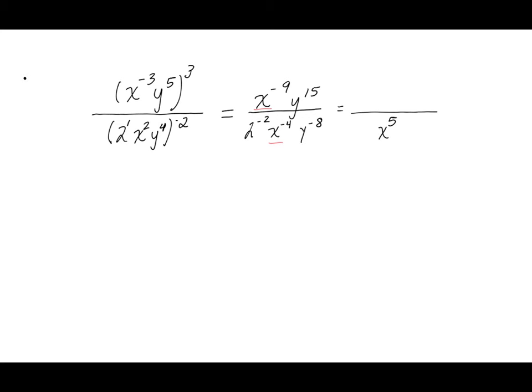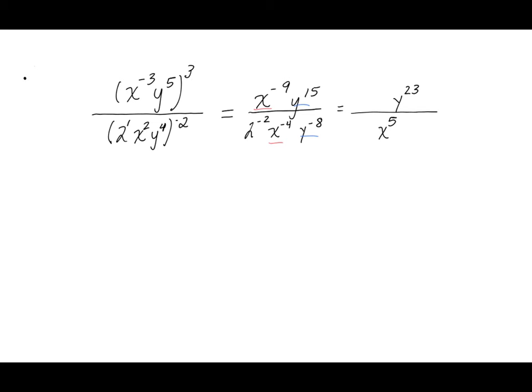For the y's, this is clearly top heavy. 15 is larger than negative 8. How much larger? 23, or greater is probably a better word. Now for the 2 to the negative 2 in the denominator, we're going to do something here. So we're going to treat it just like we did the x's and y's.